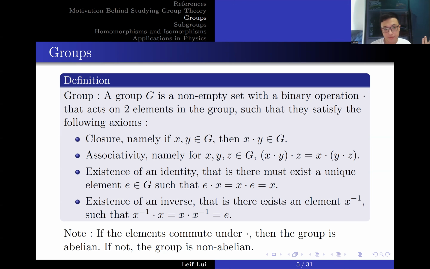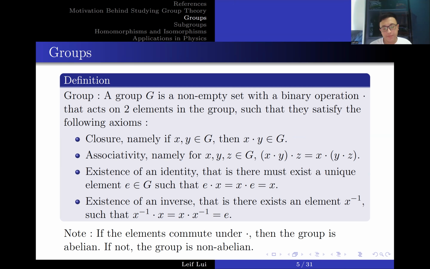Next, we have the associativity axiom. Basically, for x dot y dot z, there should be no distinction between whether we operate on x dot y first or y dot z first. And maybe we can do an example if we treat the binary operation as scalar addition. For x plus y plus z, there should be no difference whether you do x plus y first or y plus z first, and the final outcome should be exactly the same.